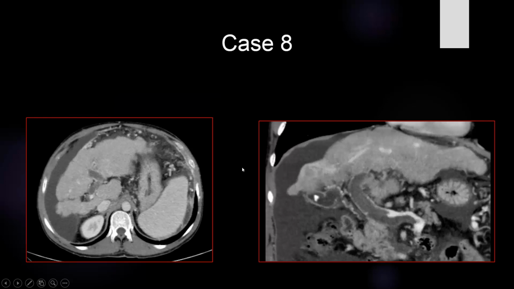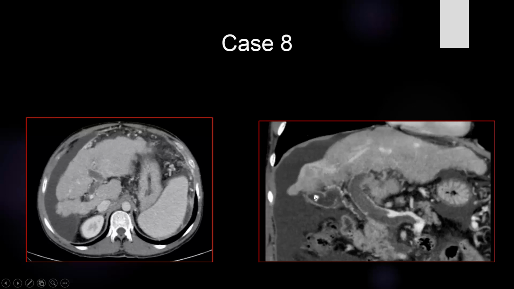Okay, this is a case with multiple key answers. We can see here a cirrhotic liver with irregular outline. We can see ascites. We can see extensive portal vein thrombosis involving the main portal vein and the left and right branches of the portal vein. So this is a portal vein thrombosis associated with a cirrhotic liver and marked ascites.